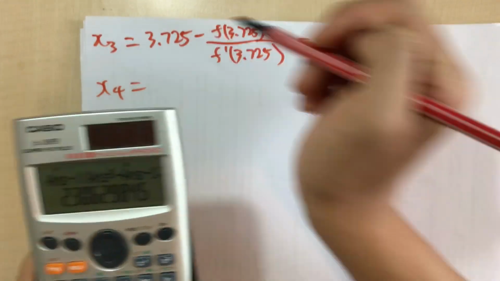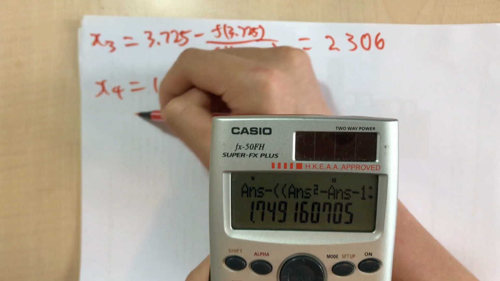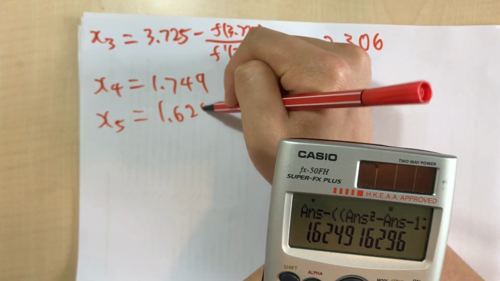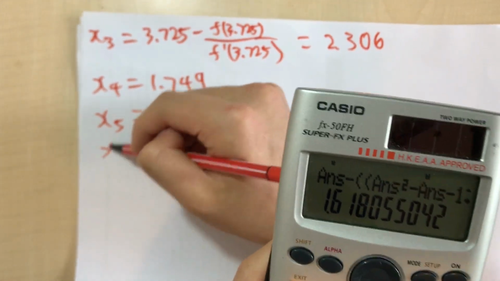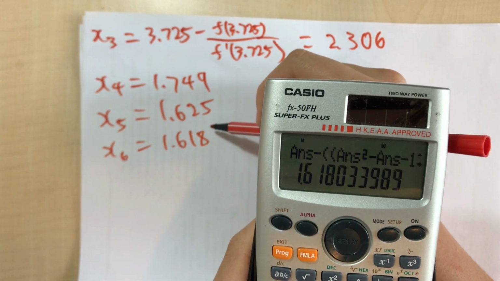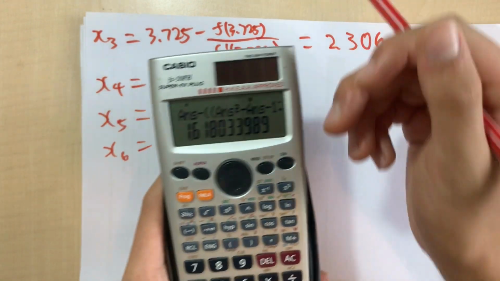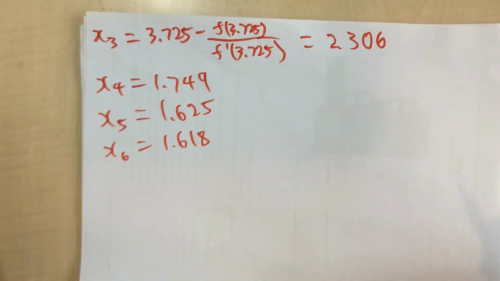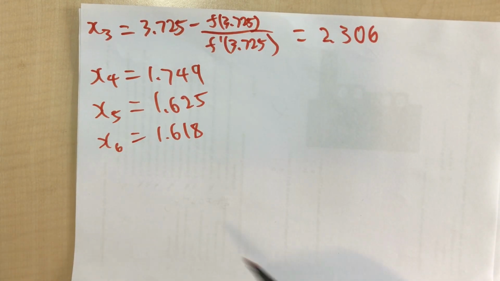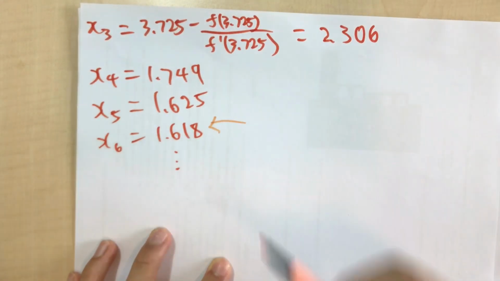So our x sub 4 will be 1.749. x sub 5 will be 1.625. And then x sub 6, 1.618. Now, no matter how many times we keep on iterating, it stays the same. After, at some point, the solution keeps on staying the same value, this will be the solution.